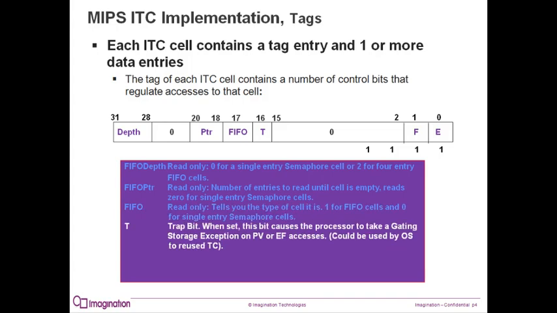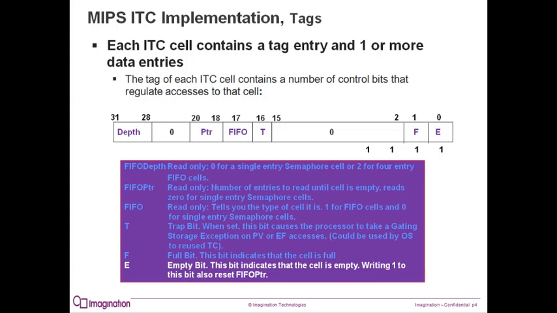The trap bit will cause a gating storage exception if the thread accessed the cell through a PV or EV view. This can be used by an OS to swap this thread out for another. The F bit will indicate the cell is full. The E bit indicates the cell is empty. Software can set this bit, making the cell empty, which will also reset the cell's pointer, so this is a quick way of clearing the cell.